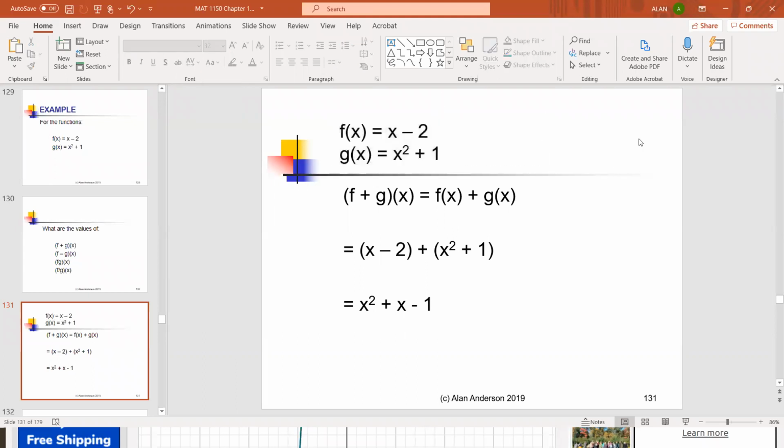So with those two together, the sum is exactly what you would think. You just have to be careful when you eliminate these parentheses. If there's any negatives, you have to make sure that you apply the negatives to every term within these parentheses. That didn't happen here, though. And we very simply end up with x squared plus x minus 1. All right.